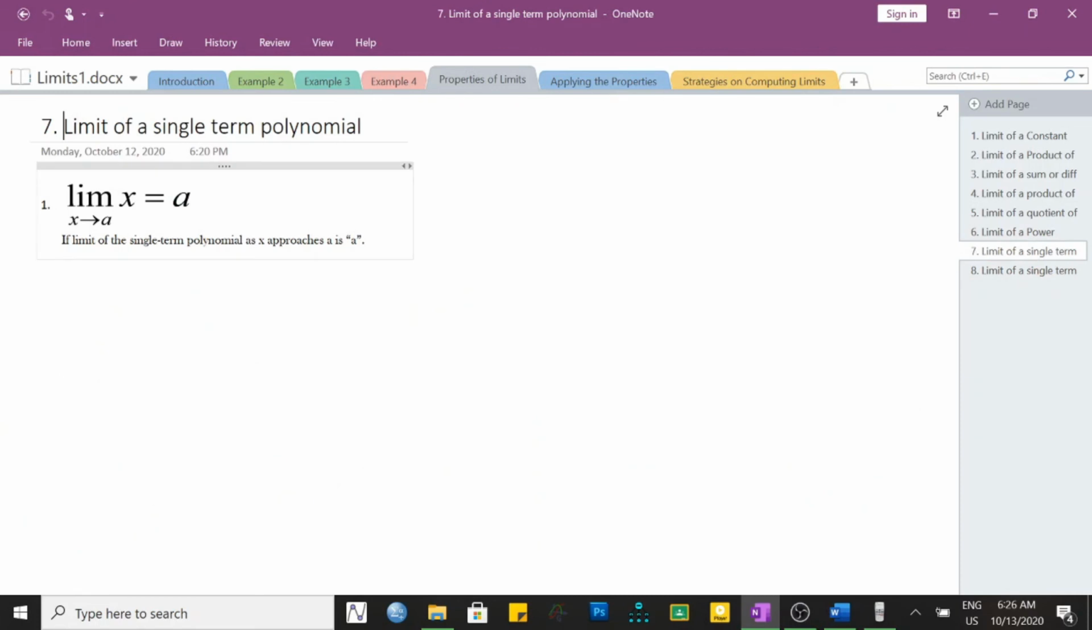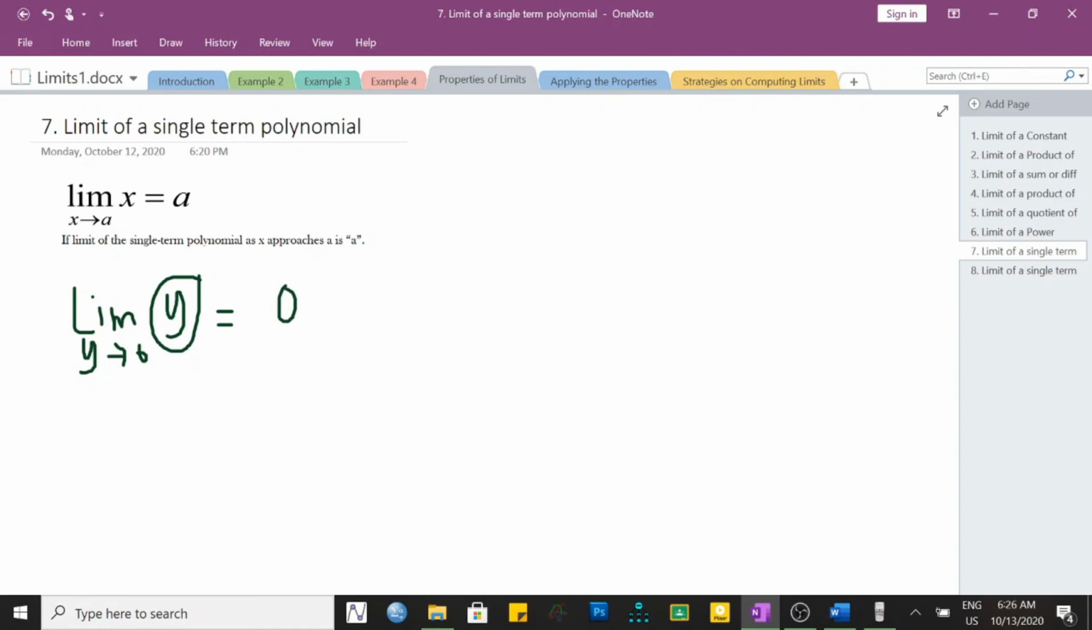We are now down to the seventh property, the limit of the single term polynomial x. This is very simple. If we have this polynomial x, the answer is just that number that x approaches. If we have the limit of, let's use another variable, say y, and y is approaching 0, what is the answer? It's just that number that y approaches, because this is just a single term polynomial. So the answer is 0.